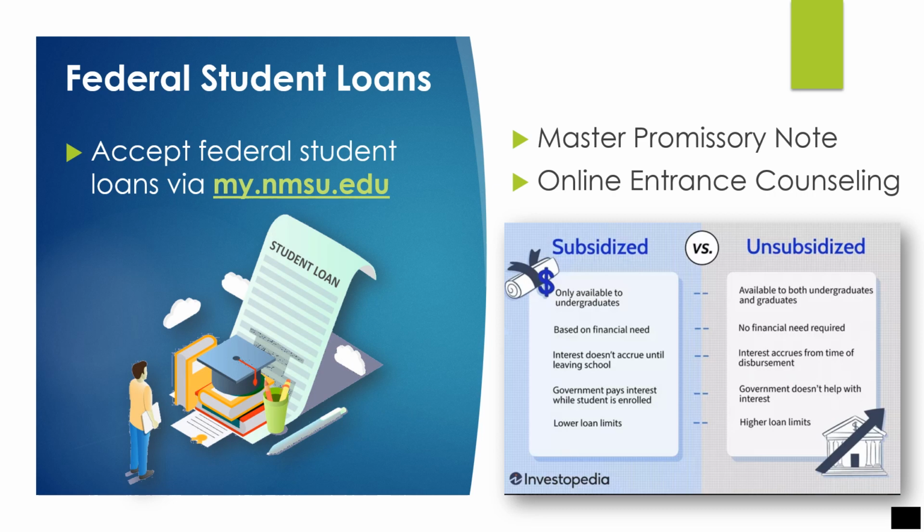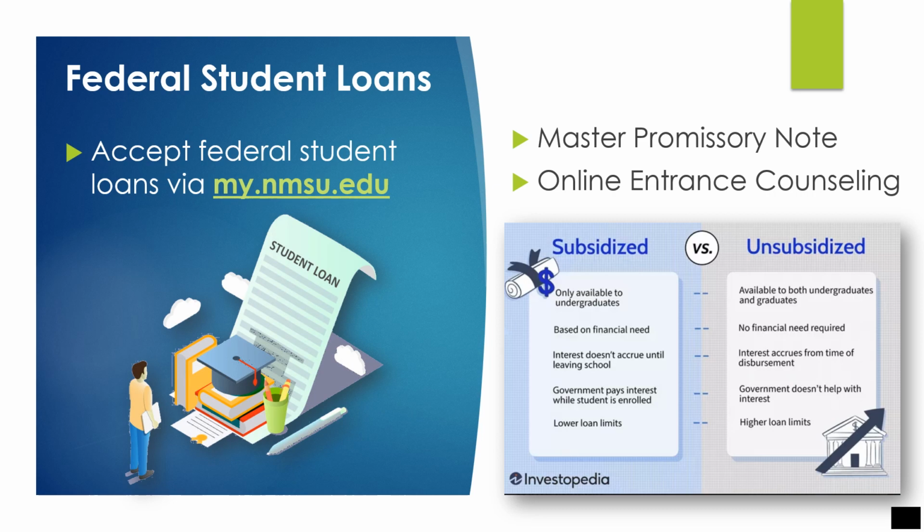The current interest rates for direct subsidized loans and direct unsubsidized loans, first disbursed on or after July 1st, 2022, or July 1st, 2023, are at 5.5%. When you accept your loan, you will need to complete the Master Promissory Note. This is a legal document in which you promise to repay your loan or loans and any accrued interest and fees back to the Department of Education.